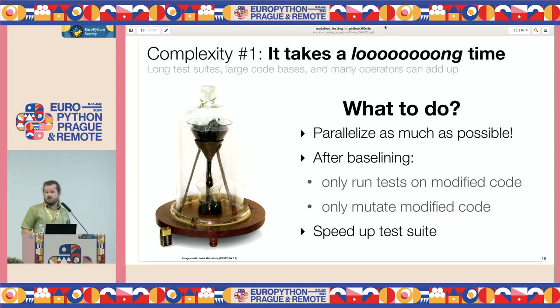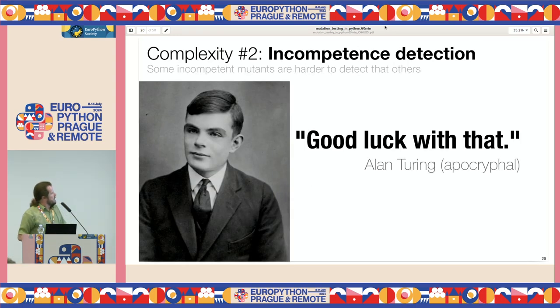You ever think of that, right? We all say we're going to have super fast test suites, but nope, we always have some integration tests or something that take 5 minutes and have to talk to a satellite and launch a missile or something like that. Right, but it takes a long, long time. This is, I think, the reason it's not used all that often, or as often as maybe it should be. Another is incompetence detection.